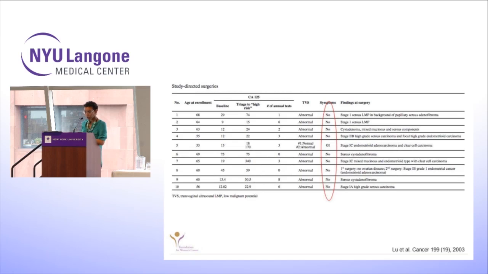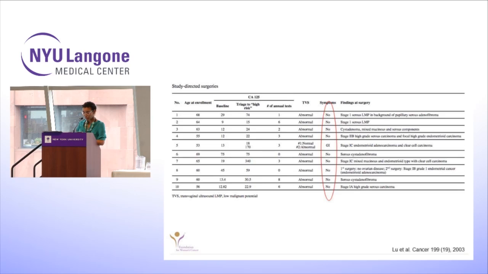And what they found was that 10 patients, because of being triaged to high risk, ultimately had surgery. 4 of them had invasive ovarian cancer. 2 of them had low malignant potential or borderline ovarian cancers, and 1 of them had an endometrial cancer. So only 3 out of the 10 had benign disease. Now that's a reasonable rate, we think.